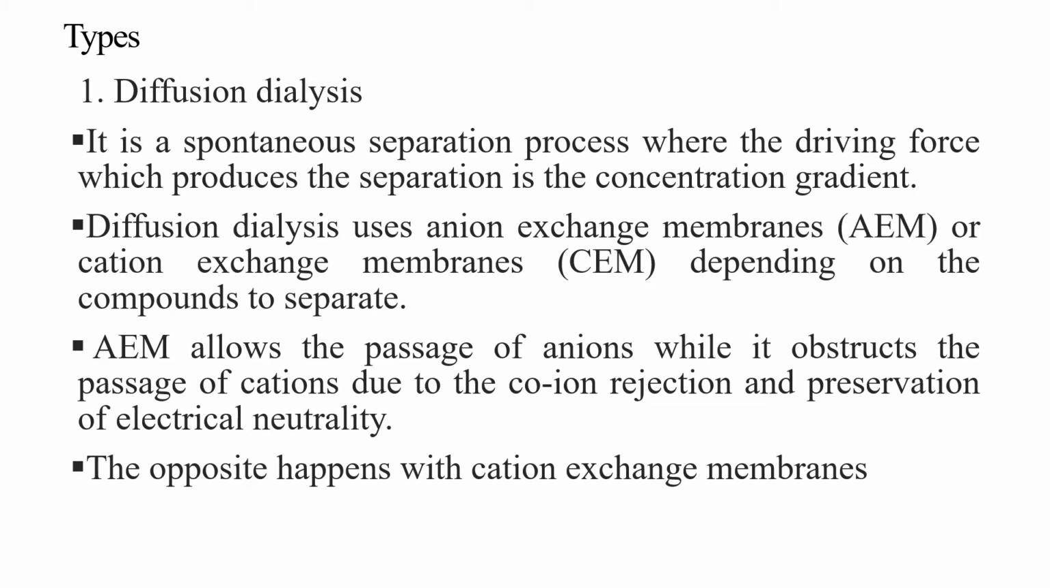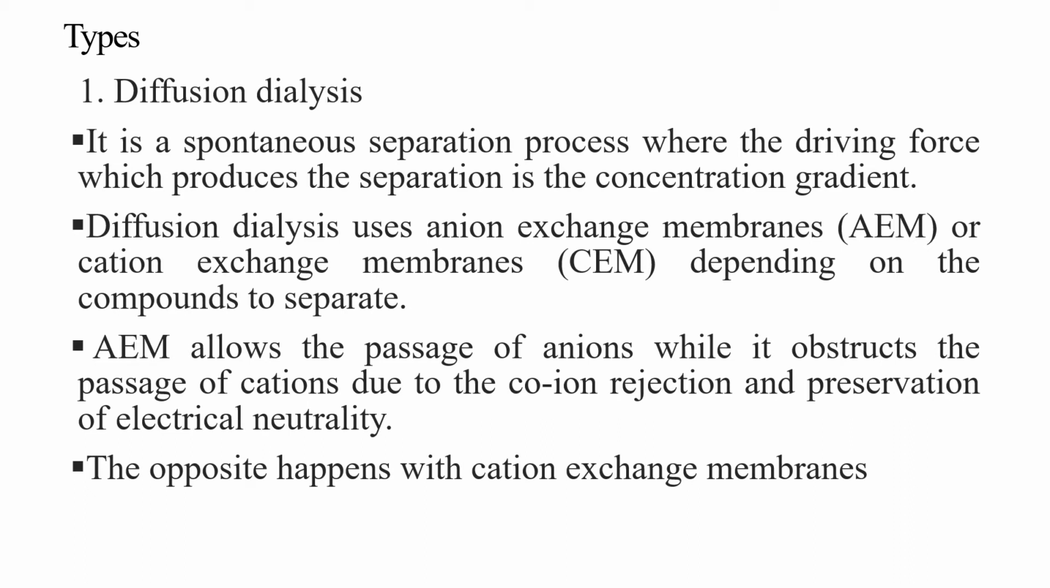Then coming to the types of dialysis, the first one is diffusion dialysis. It is a spontaneous separation process where the driving force producing the separation is the concentration gradient. Diffusion dialysis uses anion exchange membranes or cation exchange membranes depending on the compound to be separated. The anion exchange membrane allows the passage of anions while obstructing the passage of cations due to co-ion rejection and the preservation of electrical neutrality, and the opposite happens with cation exchange membranes.